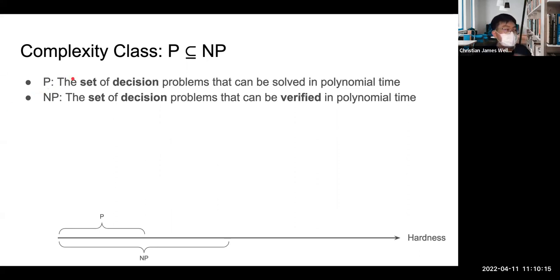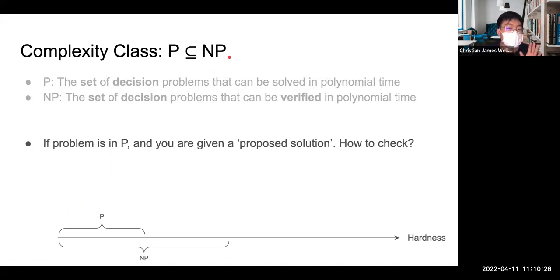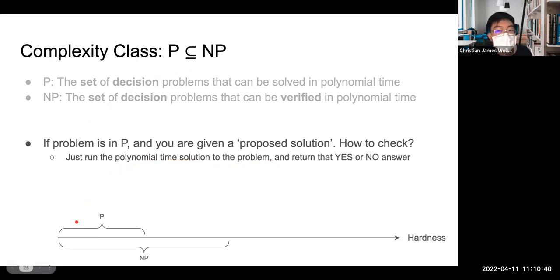So okay, what we know is that all problems in P are also in NP. In other words, P is a subset of NP. How do you prove this? A proof sketch: if a problem is in P, and you're given a proposed solution, remember you want to verify this in polynomial time. How do you check it? Well, because problems in P means that we can solve it in polynomial time already, what we can do is just completely forget about the proposed solution, just run the polynomial time solution to the problem in P, and then return that yes or no answer.